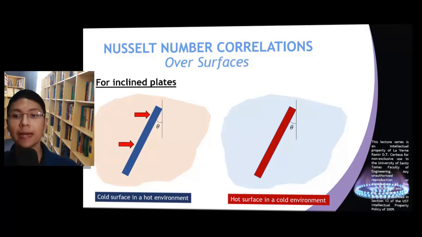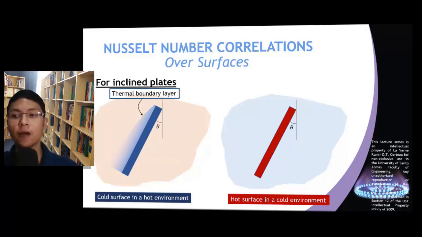When a cold inclined plate is placed in a hot environment, the air at the upper surface of this plate moves towards the plate first. Then, once it is sufficiently cooled down, it slides down the surface due to the increase in density. Therefore, a thermal boundary layer is formed at the upper surface of this inclined cold plate.